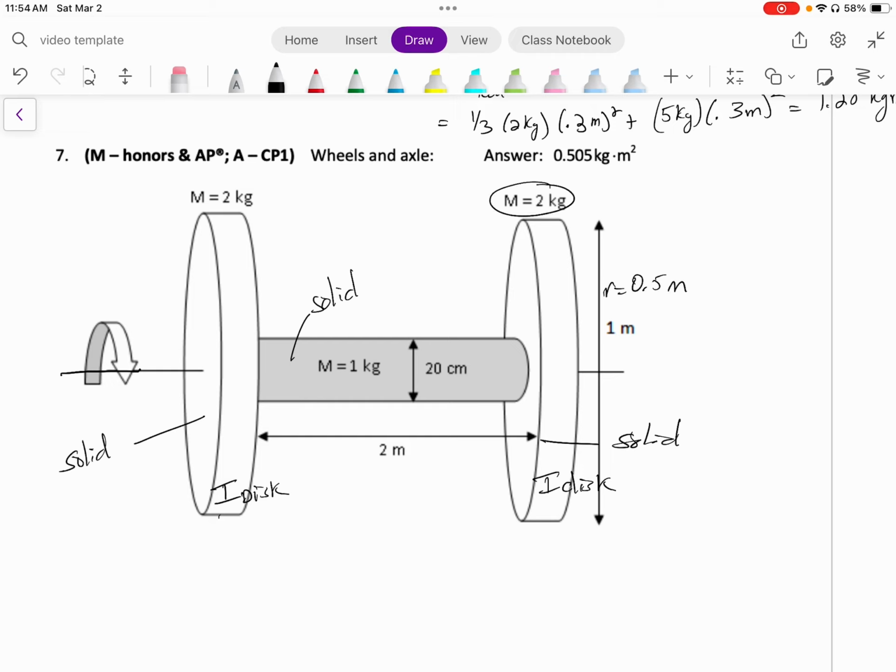They have the same mass. So the I value of this object is equal to twice the I value of those disks, plus this right here is a solid cylinder, which is also the same as a disk, if you go look at it, but I'll write it as a solid cylinder.